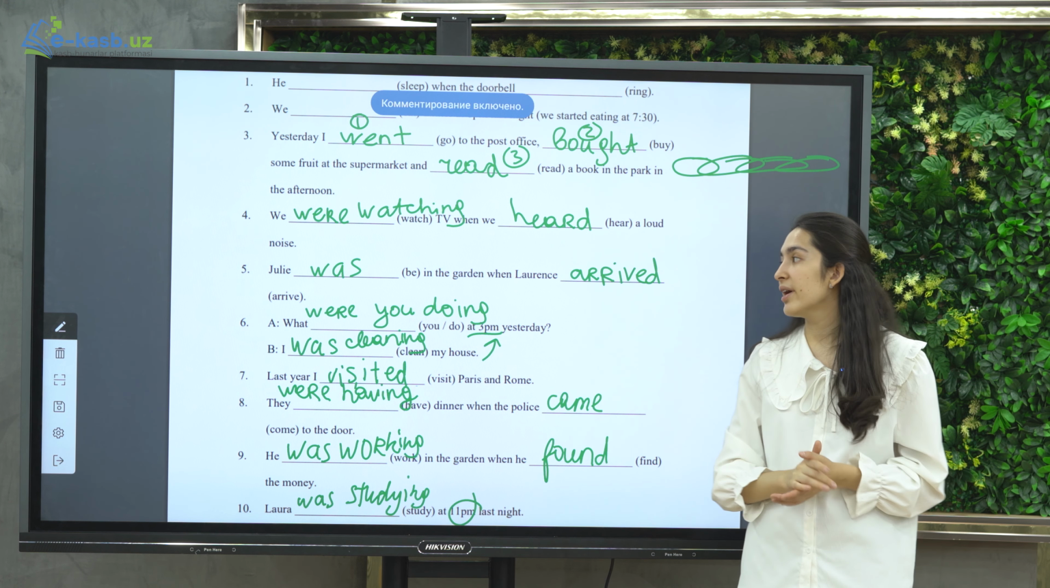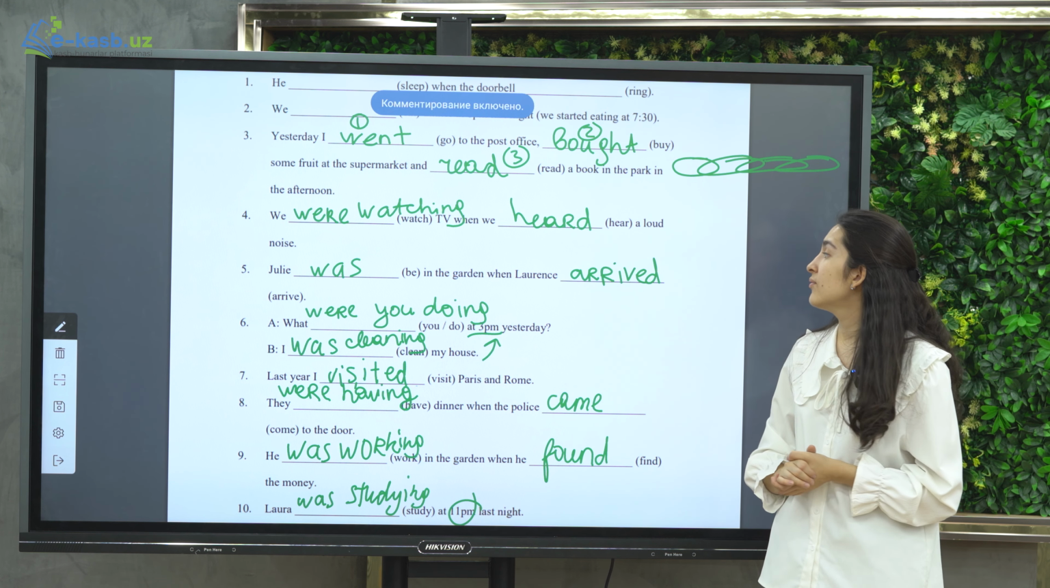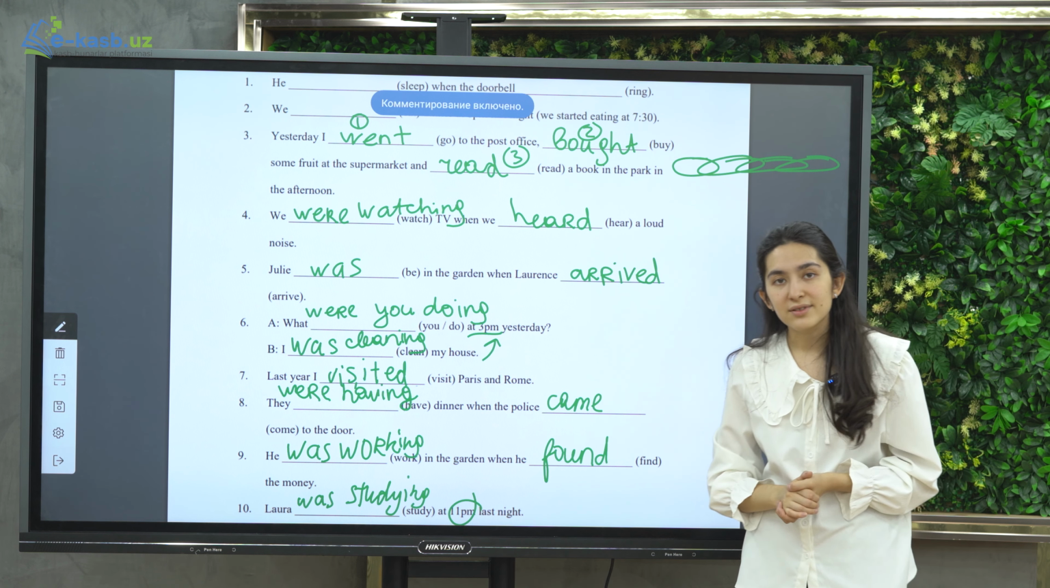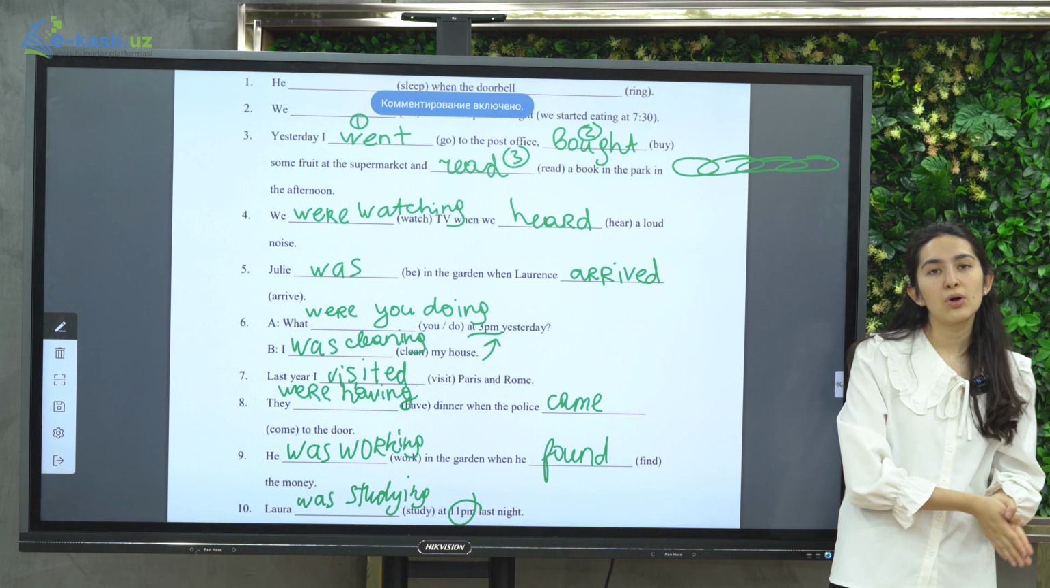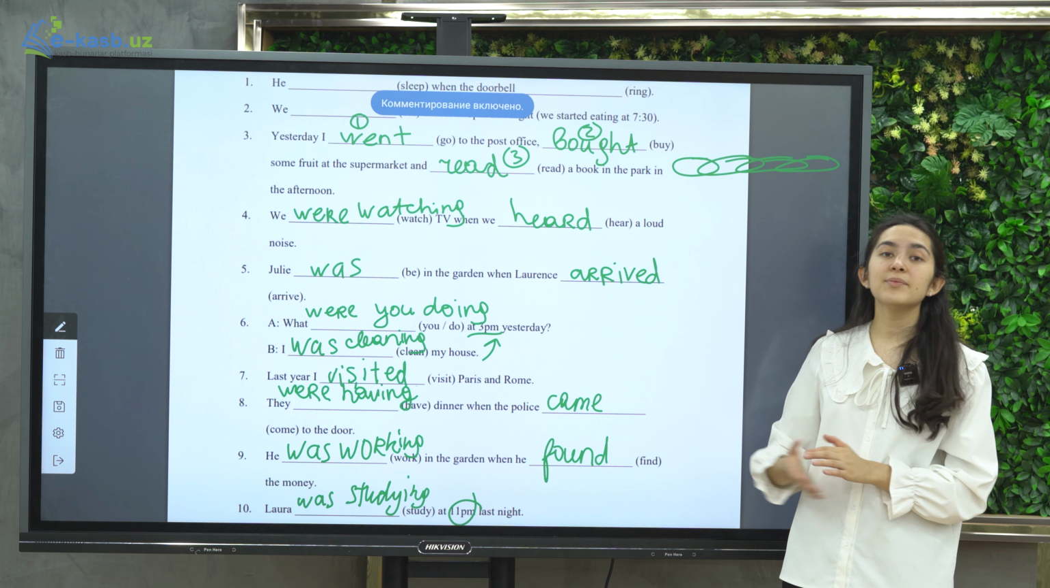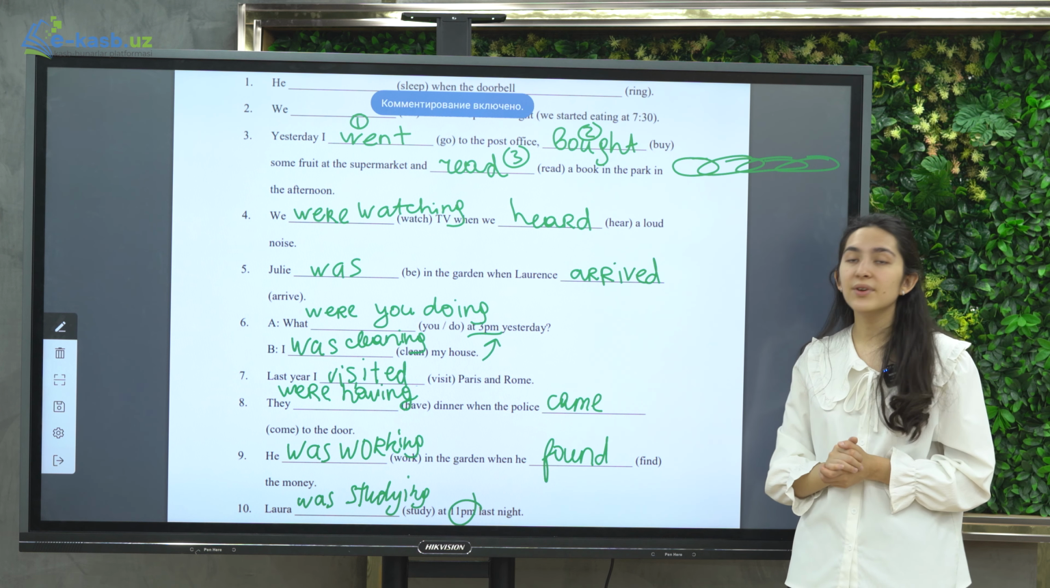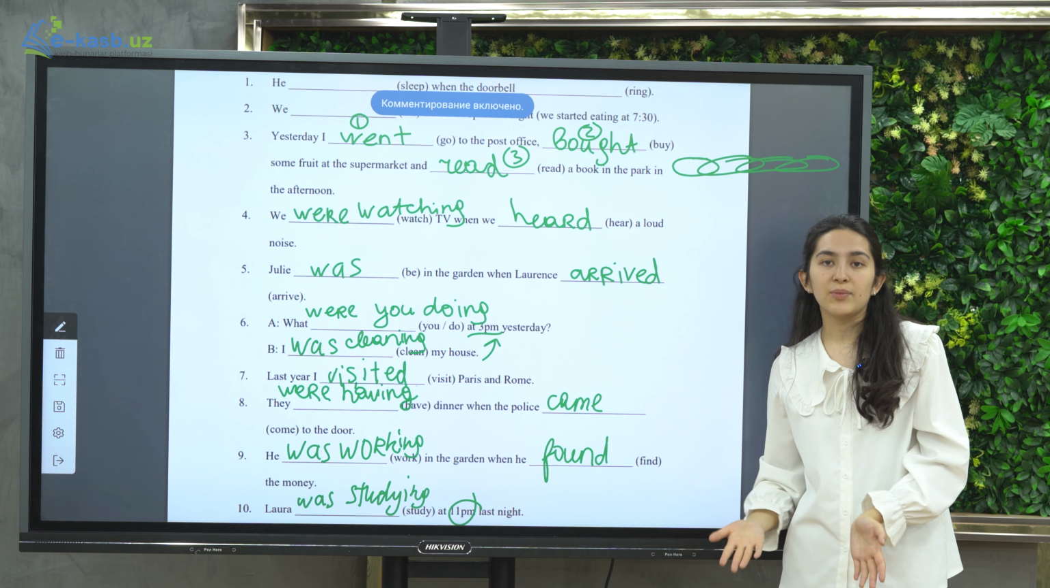Next, sentence number 5. Julie was in the garden when Lawrence arrived. So she was in the garden when Lawrence arrived. Both of them are past simple because arrived is just came, keldi.